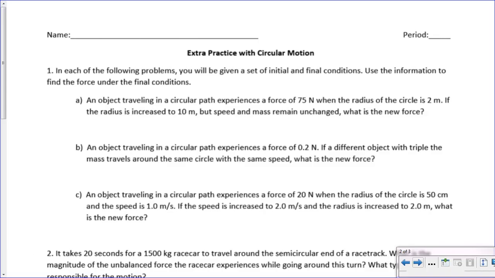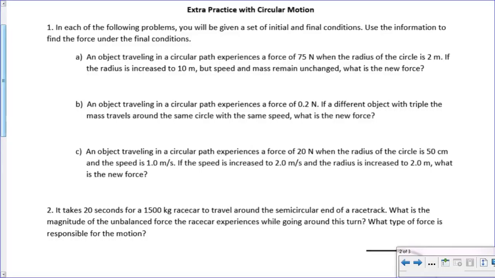So the first problem here is taking advantage of those proportionality relationships that we talked about. So A, for number 1 here, says an object is traveling in a circular path and it experiences a force of 75 newtons when the radius of the circle is 2 meters. If the radius is increased to 10 meters, but the speed and mass remain unchanged, what is the new force?